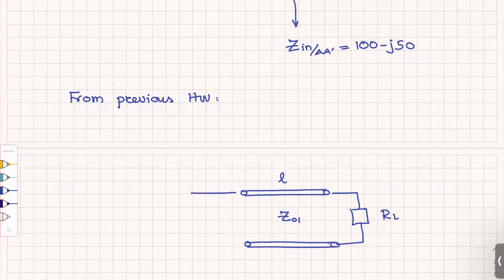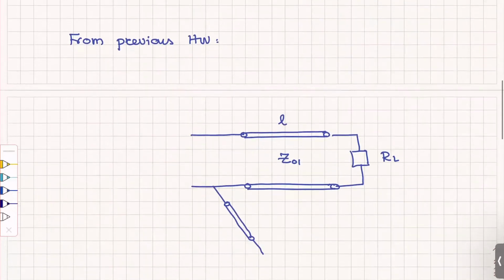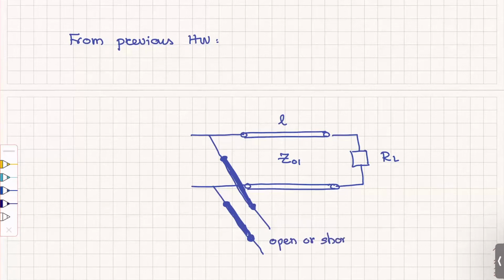And then here we had a shunt stub. And also here. All right, so that was the stub. And the stub could be open or short. And the stub can have a different characteristic impedance too. That's what we did in the previous problem.